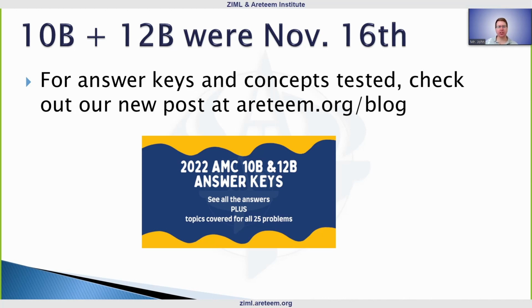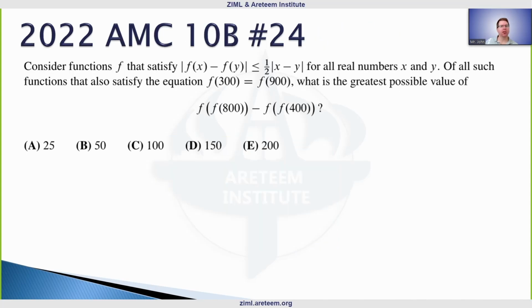But let's jump in right away to our questions. We have the first question appearing on the 10B as number 24. So we have these functions and we're given a couple pieces of information about them. So first of all, we have this bound on the functions, right? So how far the functions can differ based on how much their x inputs differ there as well.